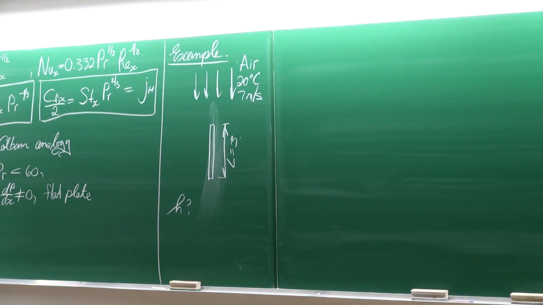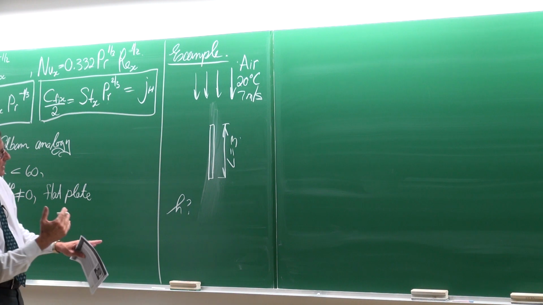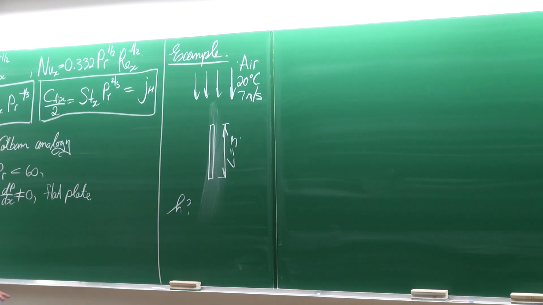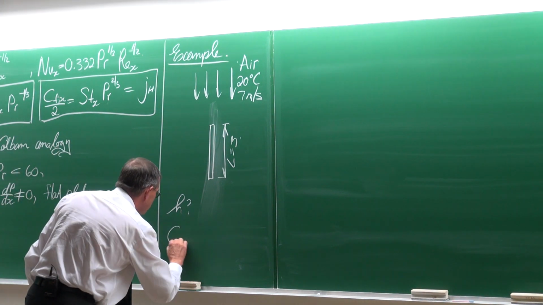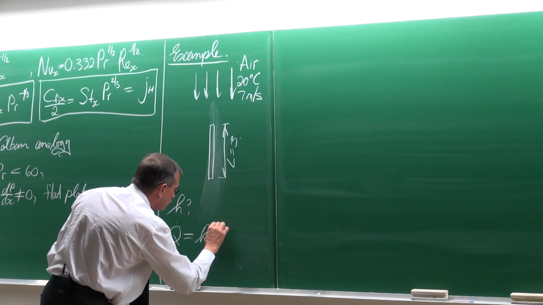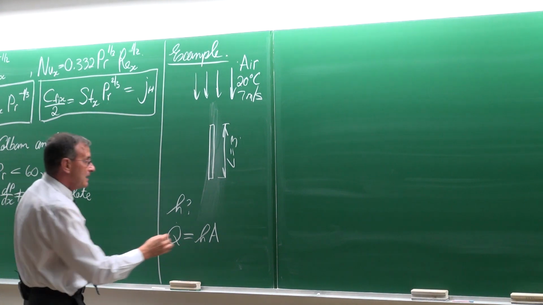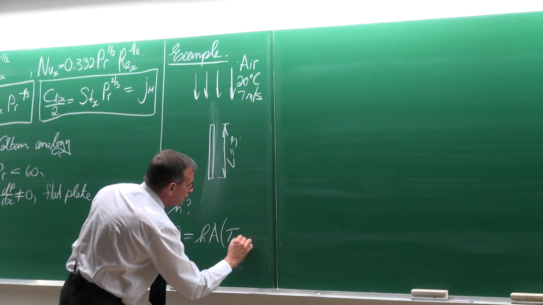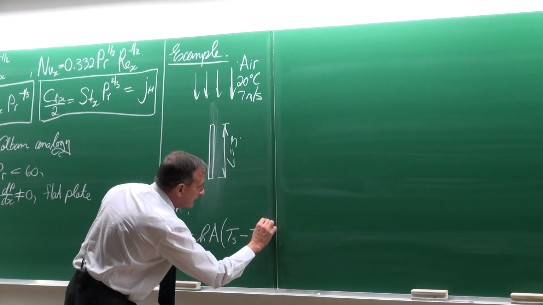So normally, the reaction of most people would be, okay, I need the heat transfer coefficient. So from fundamentals, I can say that the heat transfer rate is equal to the heat transfer coefficient multiplied by the area, and then the temperature of the surface minus T infinity.